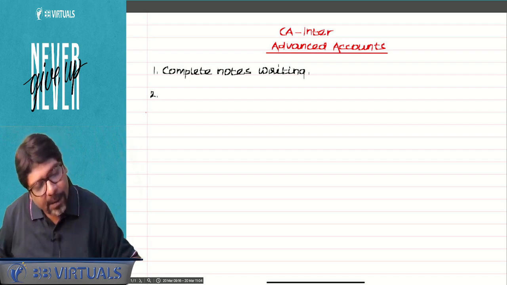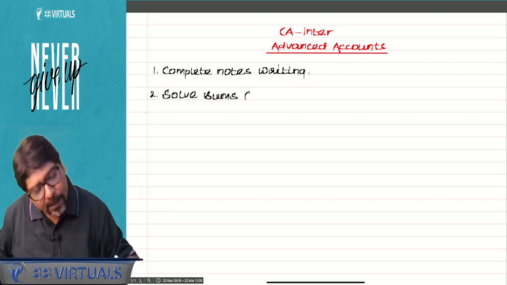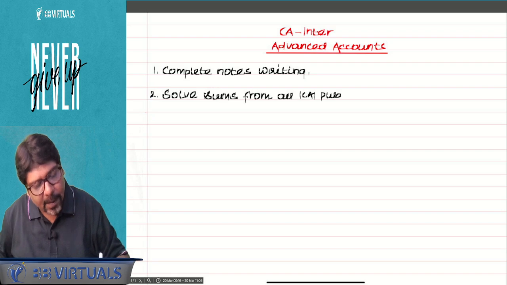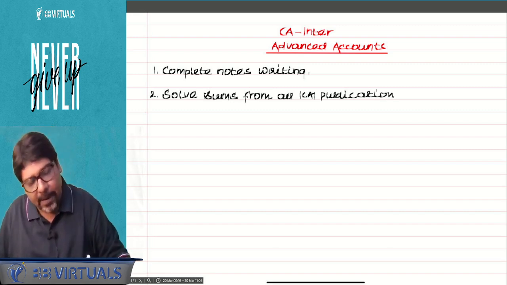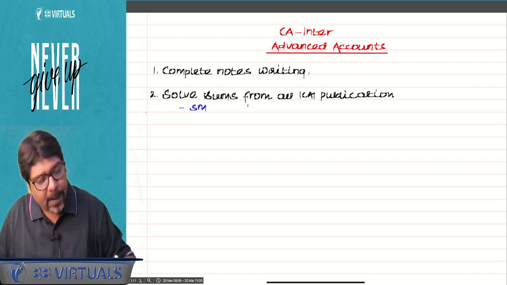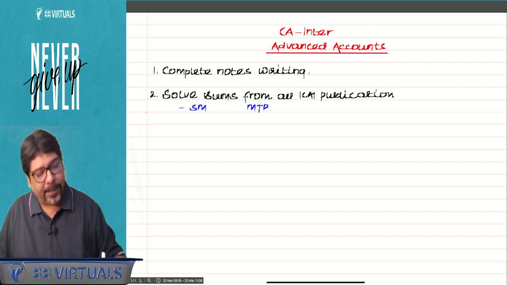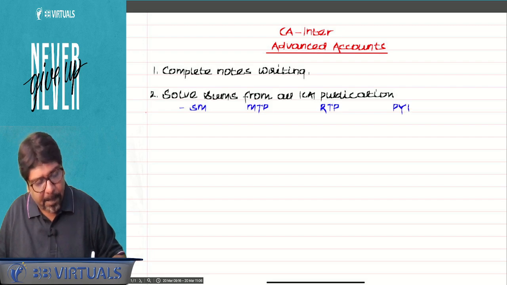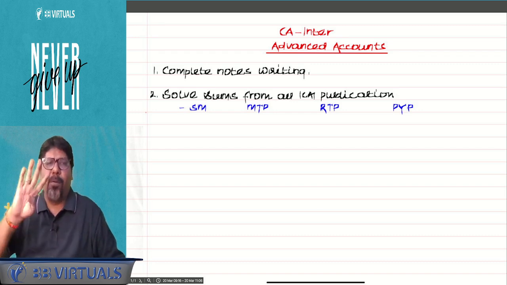So we will solve sums from all ICAI publications: study material, model test papers, revision test papers, and past year papers. Four things.